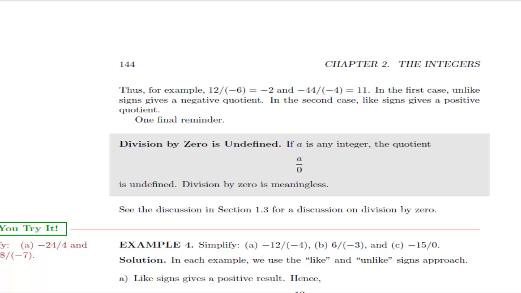One final reminder. Division by 0 is undefined. If a is any integer, the quotient a divided by 0 is undefined. Division by 0 is meaningless. For a more detailed discussion, see section 1.3.